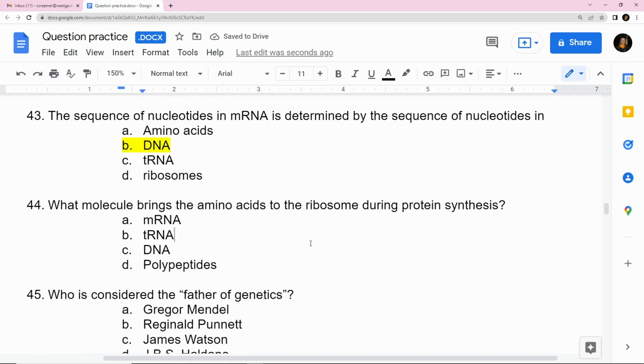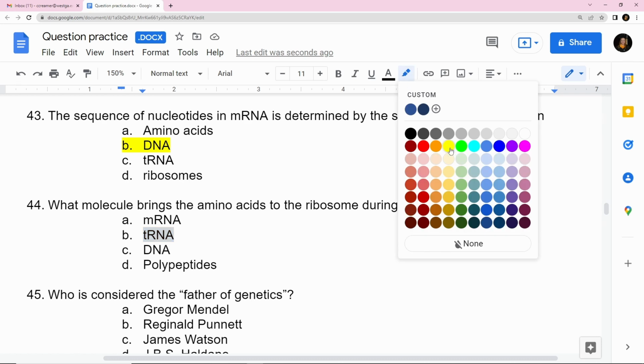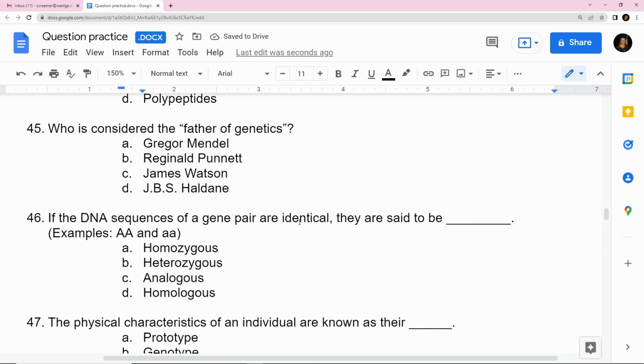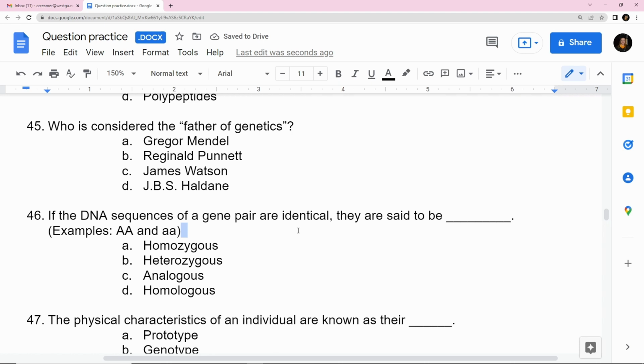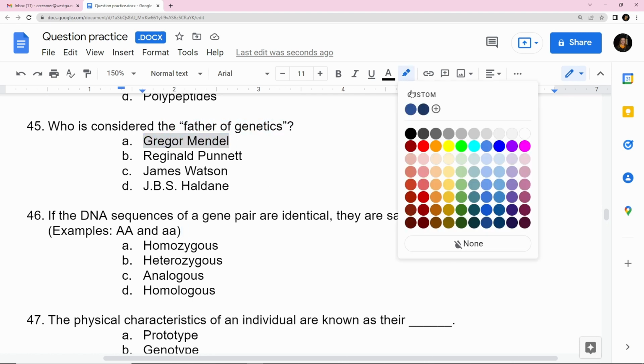What molecule brings the amino acids to the ribosome during protein synthesis? mRNA, tRNA, DNA, or polypeptides? If you said tRNA, you would be correct. Who is considered the father of genetics? Gregor Mendel, Reginald Punnett, James Watson, or JBS Haldane? If you said Gregor Mendel, you would be correct.